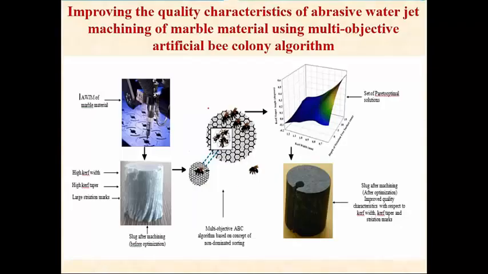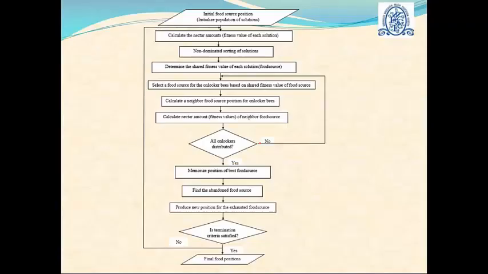Now this procedure is applied to a particular problem. Here we consider the abrasive water jet machining of a marble material. The basic issue is that when we cut this marble material with the abrasive water jet machining process, it is characterized by high kerf width, high kerf taper, and large striation marks. So this is actually the original product. But then we have designed this particular parameter setting for the abrasive water jet machining process for the same material.